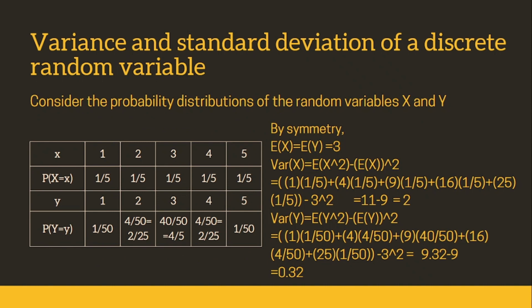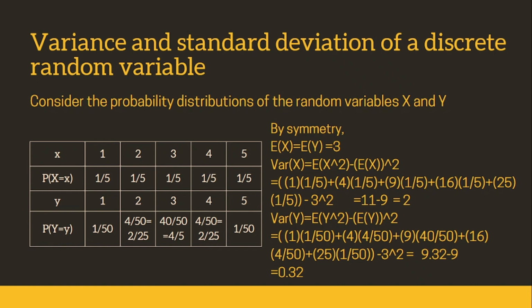Consider the probability distribution of these two random variables x and y. By symmetry, both the expected value of x and the expected value of y are going to be equal to 3, because the probabilities on either side of 3 are very similar to each other. The 1 over 50 for P(Y = 1) is the same as P(Y = 5). Likewise, for the random variable x, it's just a uniform probability distribution of 1 over 5 throughout. But when we are calculating the variance, there will be a difference.